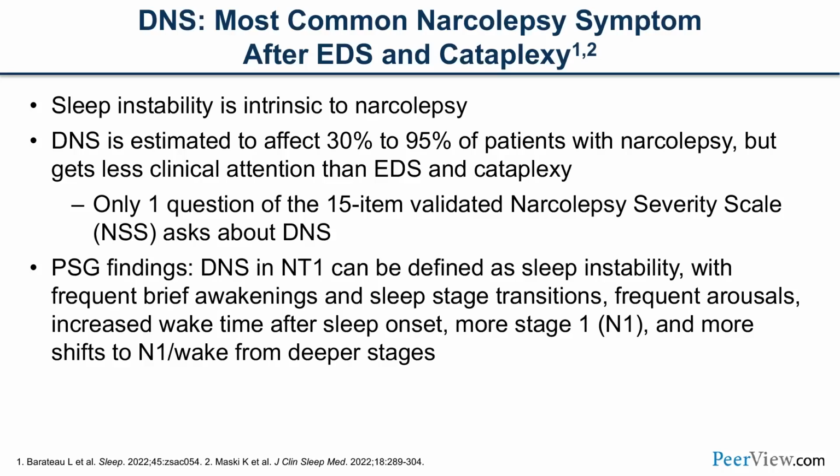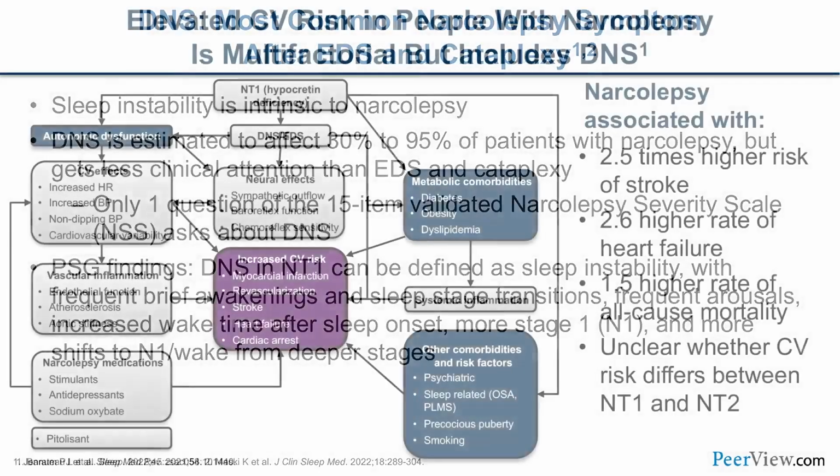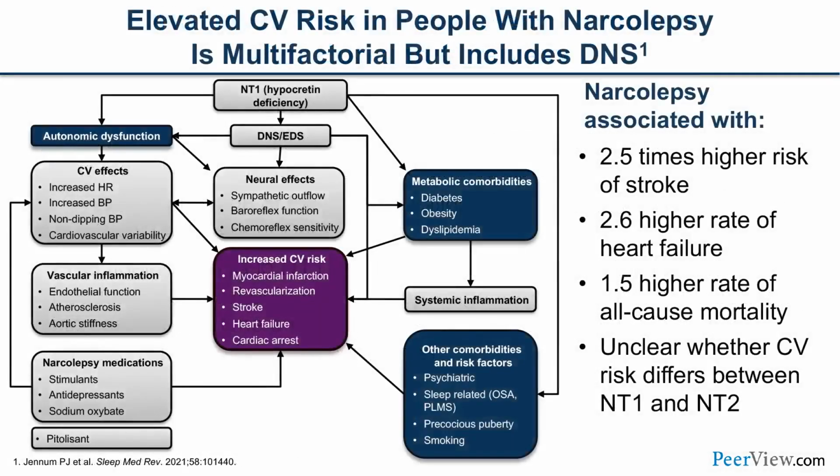And so there are some significant measurable abnormalities that are not diagnostic, but we can observe. And when we actually treat these individuals, we can see some changes. Now, when we look at this elevated cardiovascular risk in people with narcolepsy, it's probably multifactorial, but it does include disturbed nocturnal sleep.